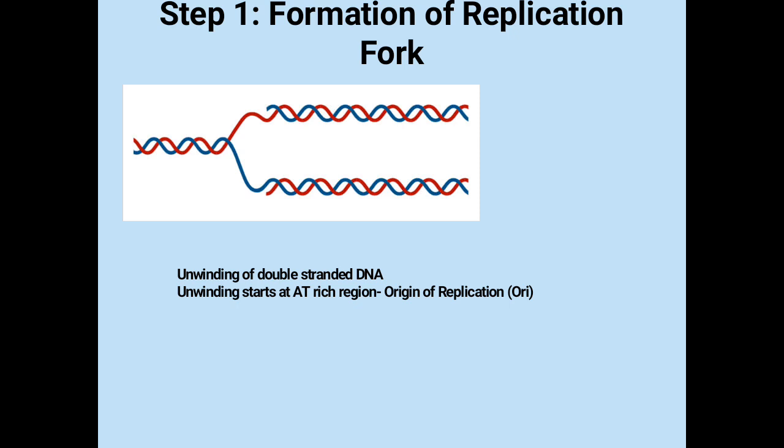The first step is the formation of the replication fork. This picture shows how the DNA molecule forms new strands. First of all, unwinding of the double-stranded DNA takes place. The unwinding starts at AT-rich regions, adenine and thymine nitrogen base rich regions. These are named origin of replication, the sites of origin. In short, ORI, origin of replication initiation.